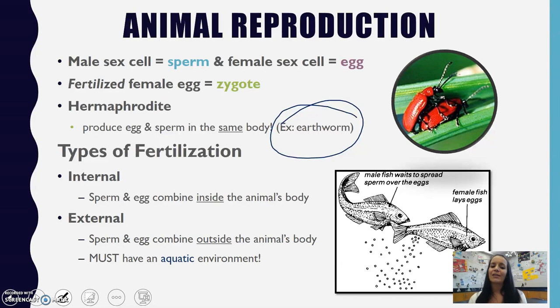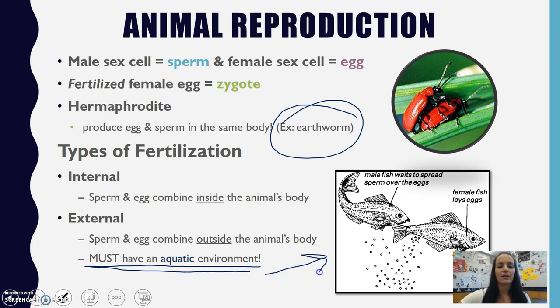External, on the other hand, is a little bit different because the sperm and egg have to combine outside of the animal's body. The key here is it must have an aquatic environment. So if we look at this diagram over here, you see the female is laying her eggs in the water, and then the male fish is actually going to swim over and drop his sperm over the eggs, and the sperm will fertilize the eggs outside of the body on whatever body of water they are on the bottom, and then from there they will start developing.